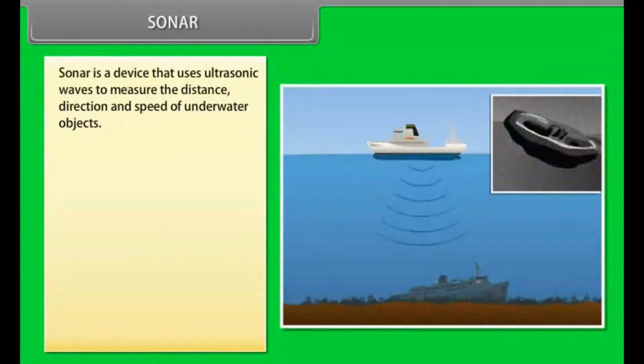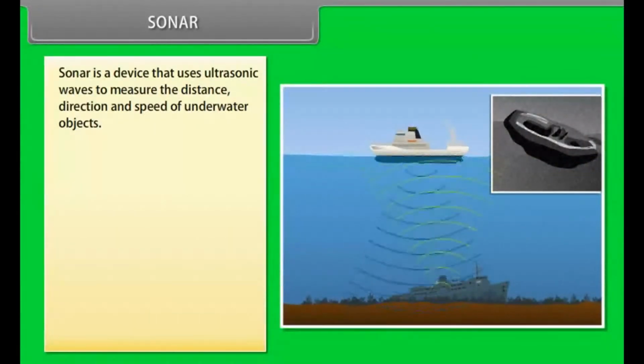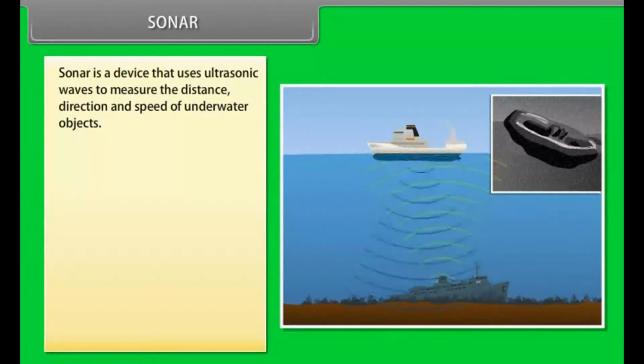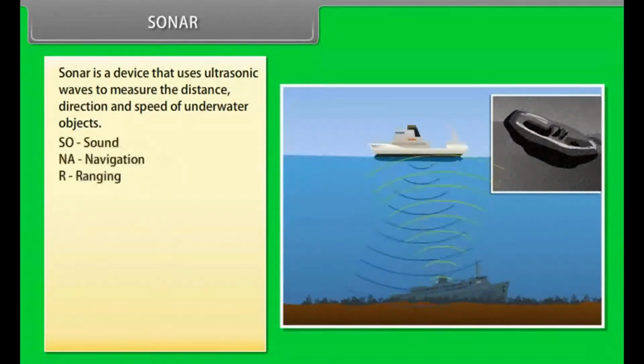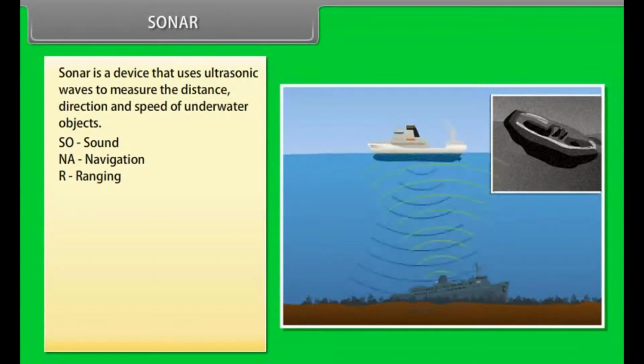Sonar. Sonar is the device that uses ultrasonic waves to measure the distance, direction, and speed of underwater objects. The word sonar stands for sound navigation and ranging.